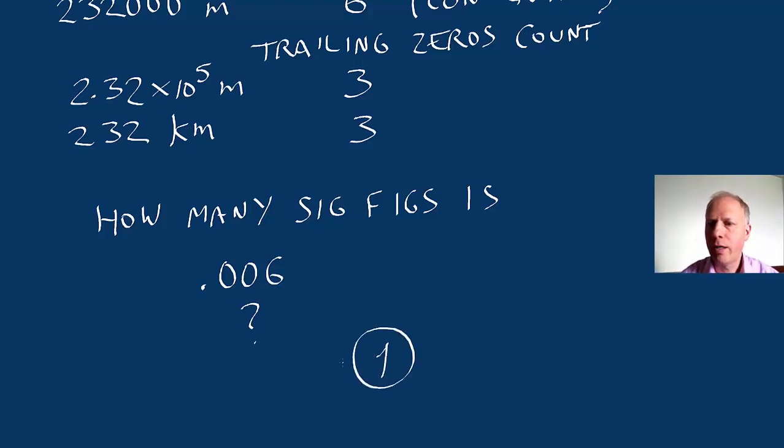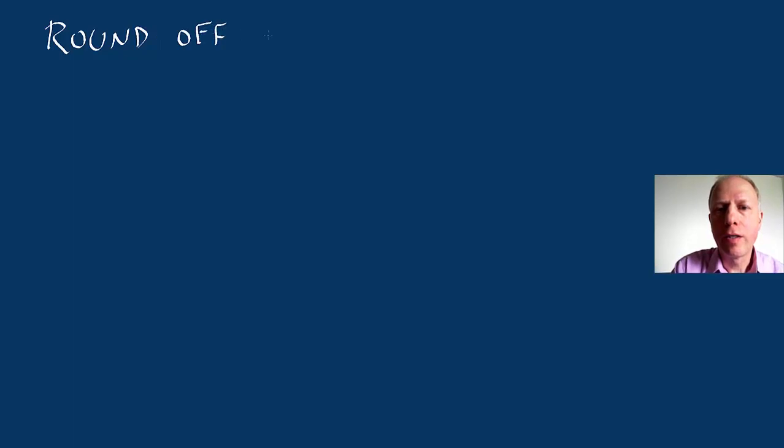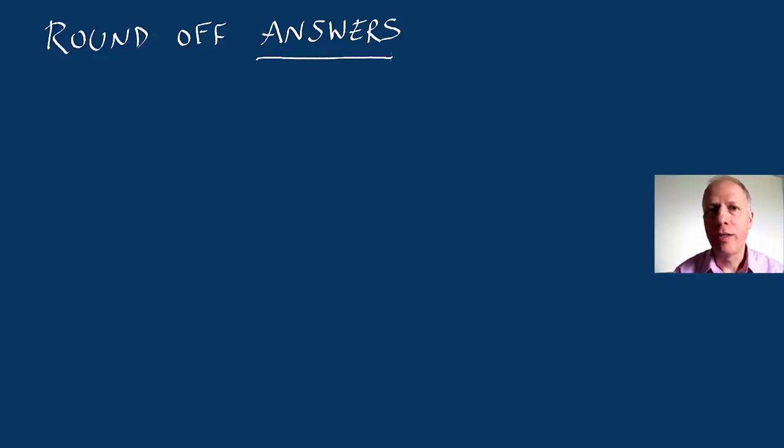Okay, we know how to determine the number of sig figs in a value. What are we going to do with that? We're going to do calculations that have input values, and at the end we're going to get an answer, and we need to round off our answers to represent a reasonable amount of precision according to the input values. But don't round off intermediate results.